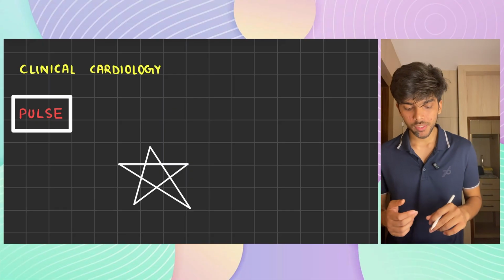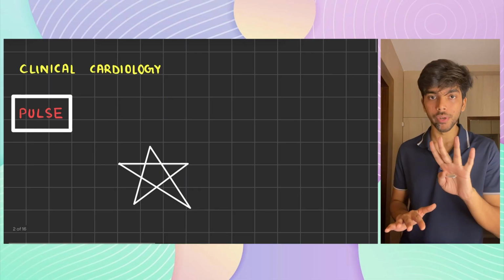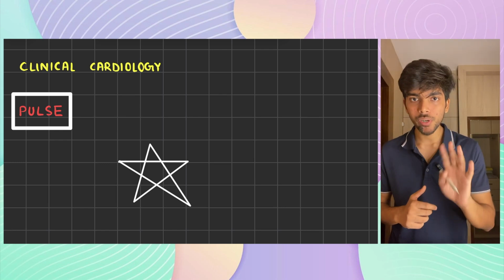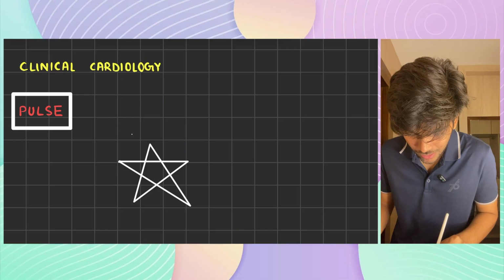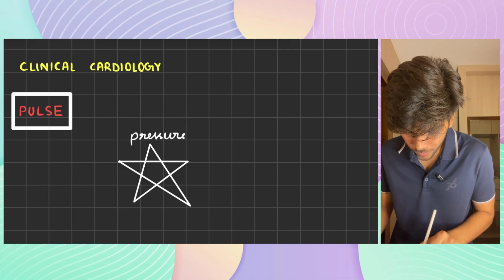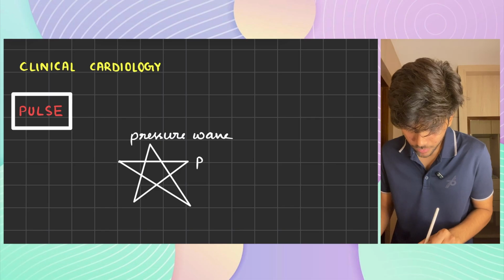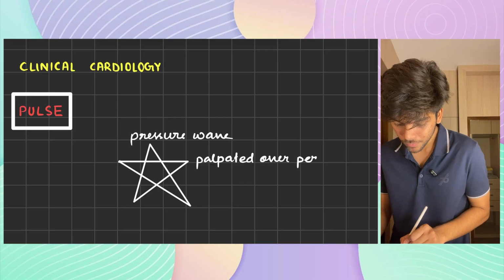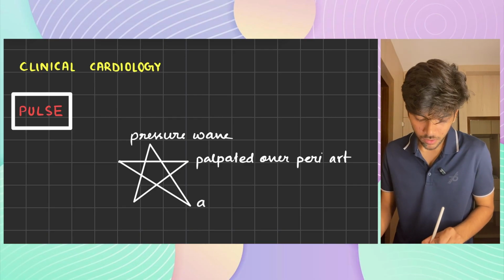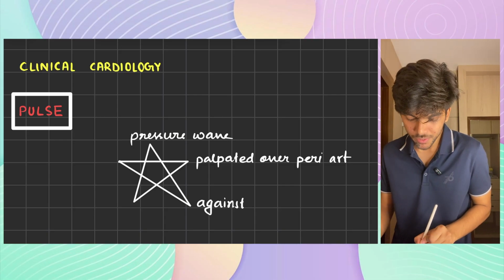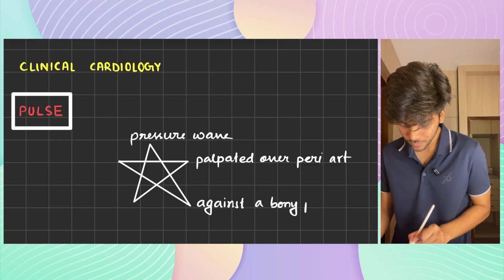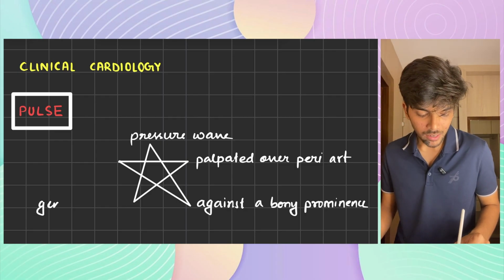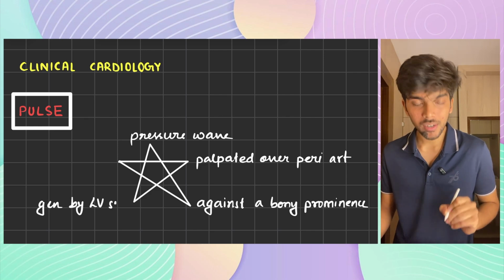First, the definition of pulse. Pulse is defined under 4 points, and each of these points are significant for its definition. And these points are: pulse is a pressure wave which is palpated over peripheral artery against a bony prominence, which is produced or generated by the contraction of left ventricle or left ventricular systole.